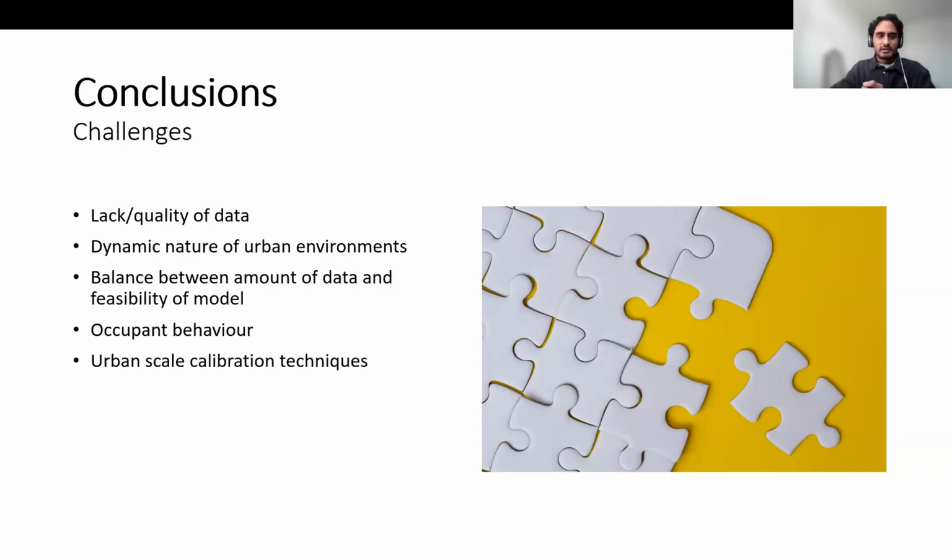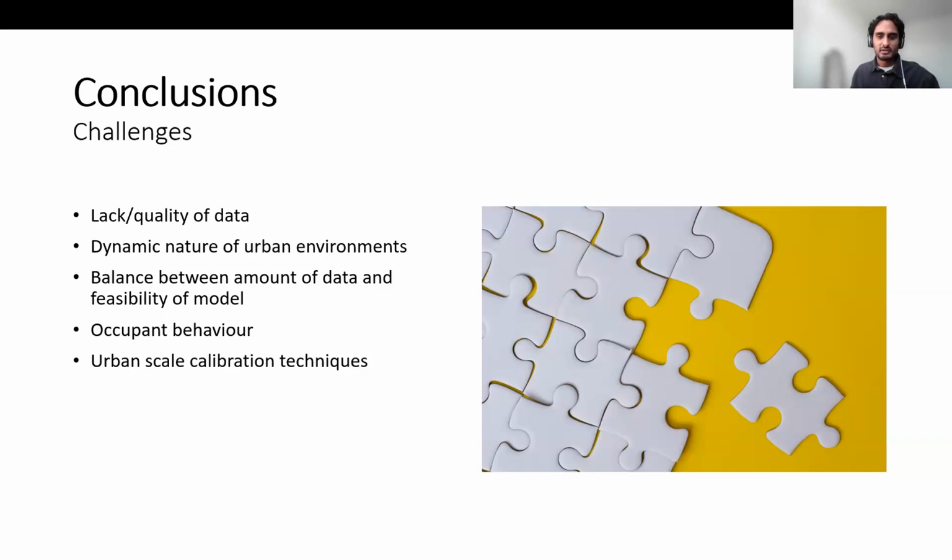Also, the dynamic nature of urban environments can pose a problem, since the ownership, the occupants, and the building usage is always changing. So we can use historic metered data, this can be electricity or gas data, to calibrate models, but this doesn't necessarily give us an indication of future trends, since, as I mentioned, the occupants and the ownership are changing on relatively short timescales. So this can pose a problem too.